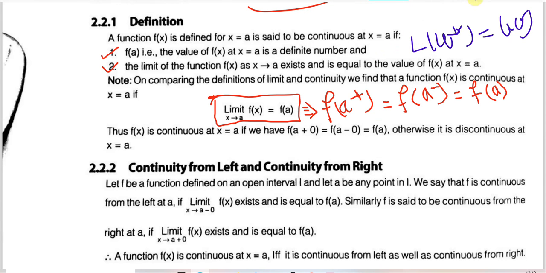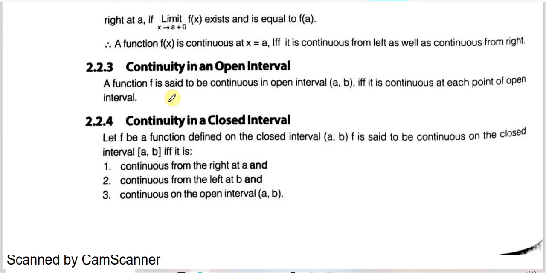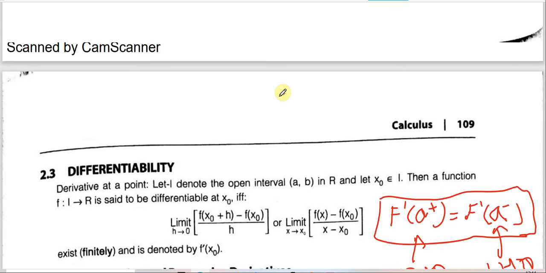Similarly, for continuity we will find the limit and also the function value. That is, f of a plus, f of a minus and f of a, if all of these are equal, then only we will say that this function will be continuous. So continuity is very easy. This we have all studied.